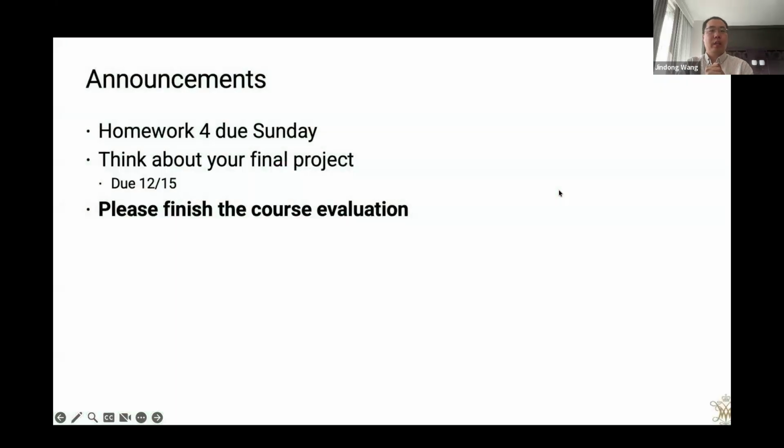Brief announcements. The last homework is due on Sunday. Previously it was due on December 4th, today, but I realized that today is not a weekend, so perhaps you need more time preparing for other classes. So you can submit your homework until this Sunday midnight, and you can start your final project and do something. The due date will be December 15th.